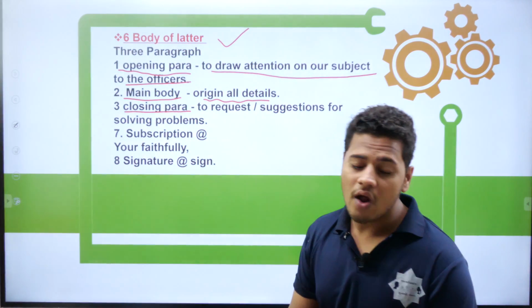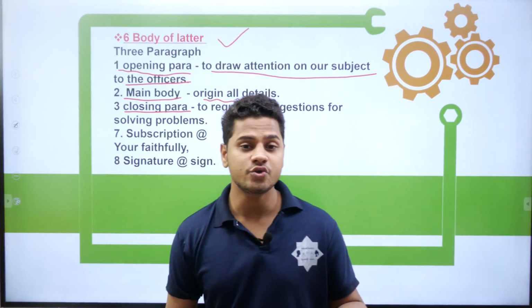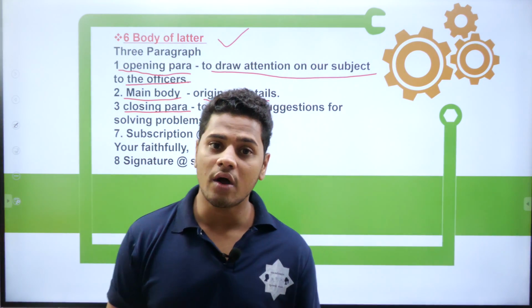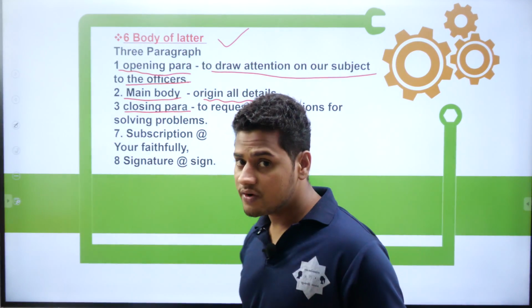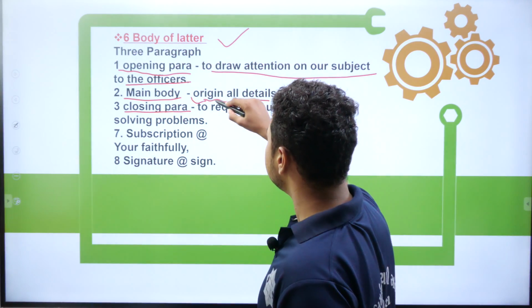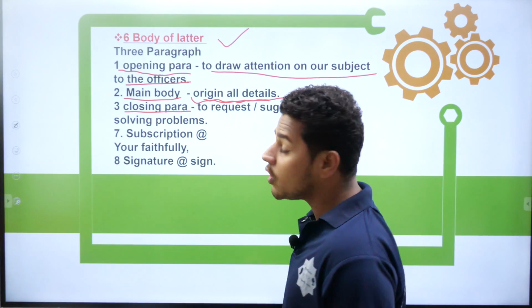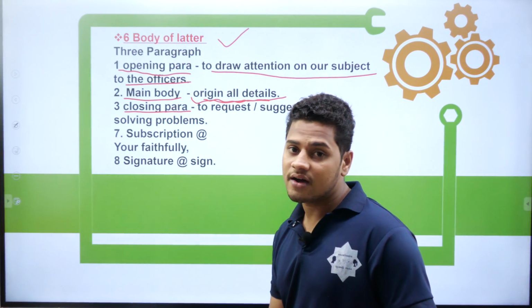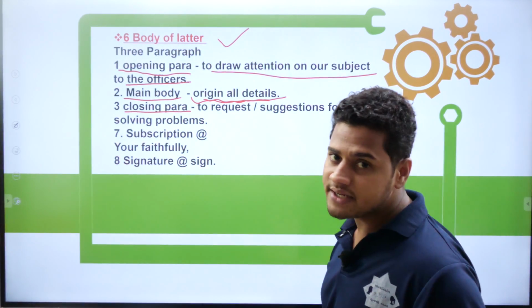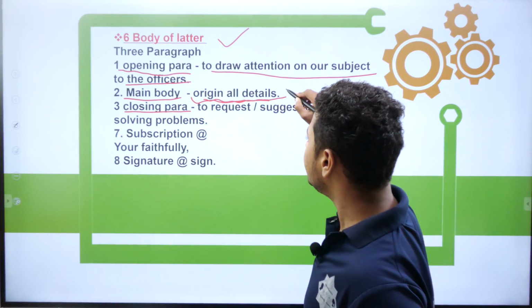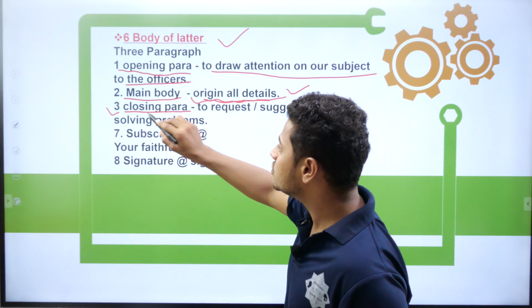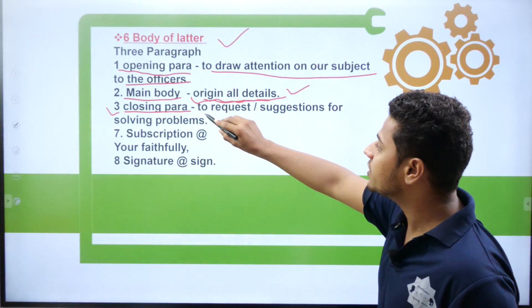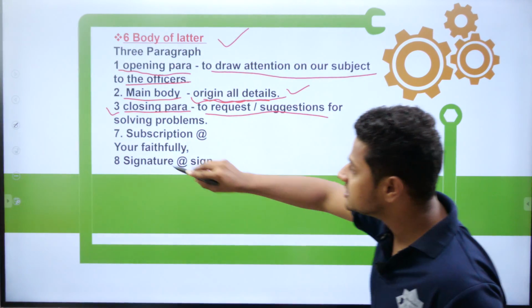Origin details means our issues; we have to write the ground-based details there. The officers will get the original data which is relevant for the matter, so at that time we have to write the original data, the original details there. In the last, closing paragraph, we have to make a request or give suggestions for solving the problem.